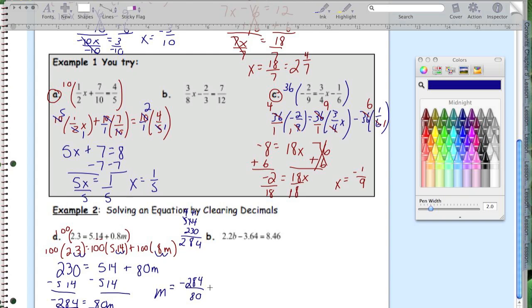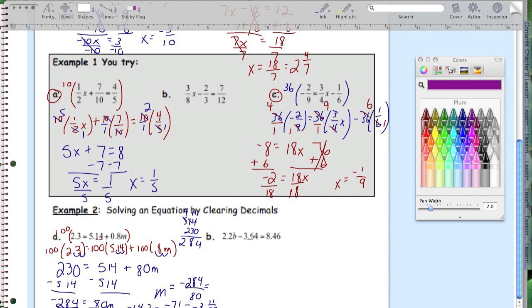I can divide both of those by 2, and when I do that, I get negative 142 over 40. I can divide both of those by 2, I get negative 71 over 20, and from here I can turn that into a mixed number, negative 3 and 11/20. Okay? Alright, letter B. Let's see what this one's going to be multiplied by.